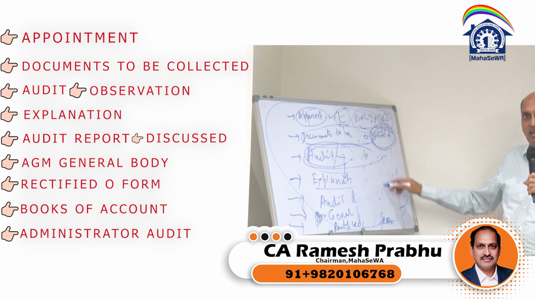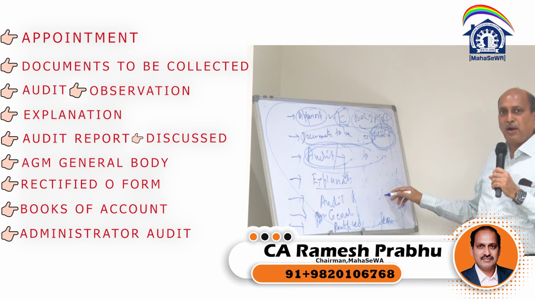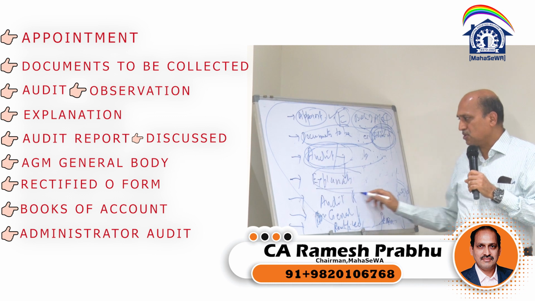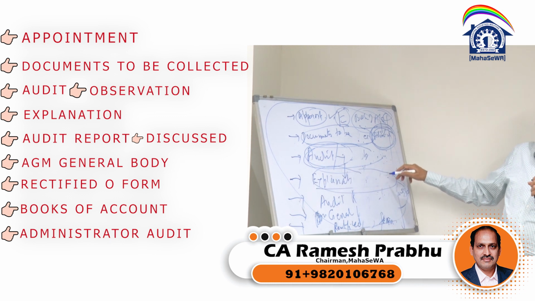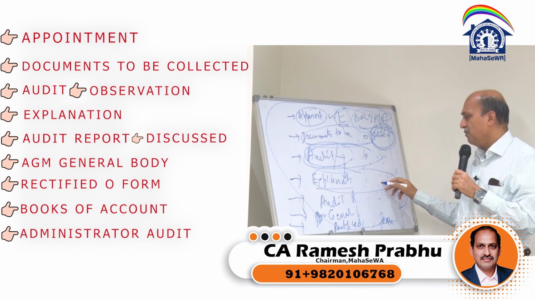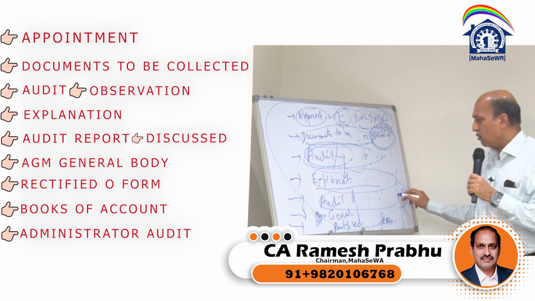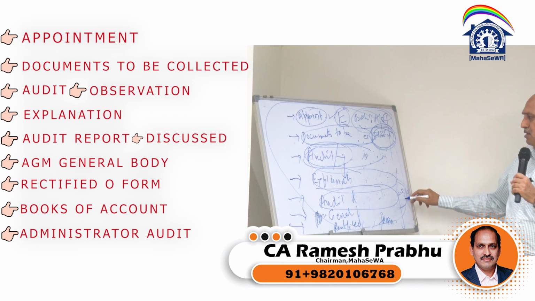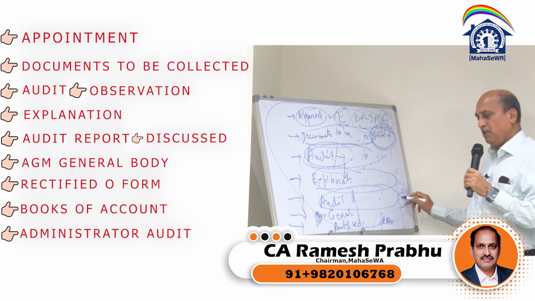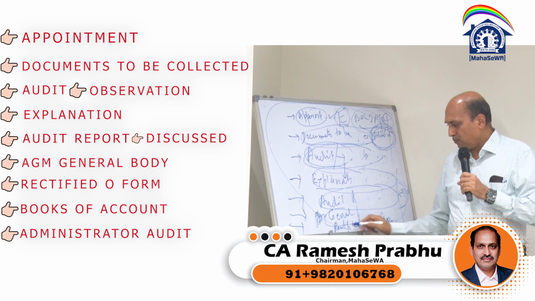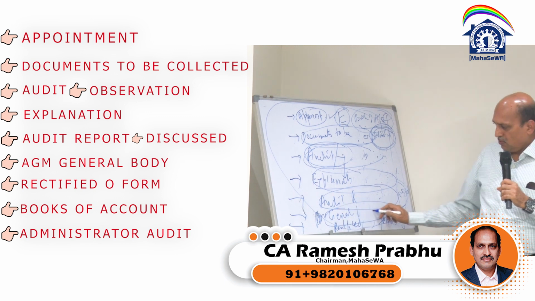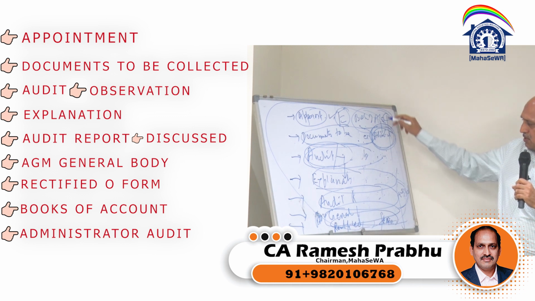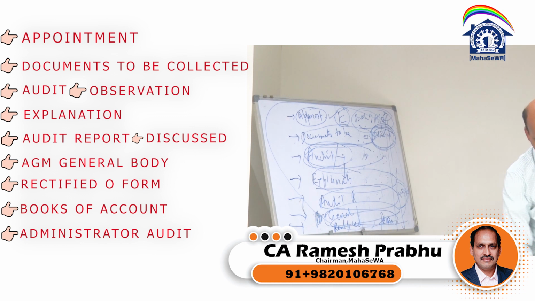Once you make the queries or state your findings, you can ask for the explanation. If something can be rectified, yes, you can get it rectified. And after the rectification is done, you can prepare a draft audit report. After the draft audit report is done, it is discussed with the committee. The committee gives the approval, and then of course it is placed before the general body. Once the general body approves, then within 3 months you have to prepare the audit rectification report. This is the cycle of audit in short.